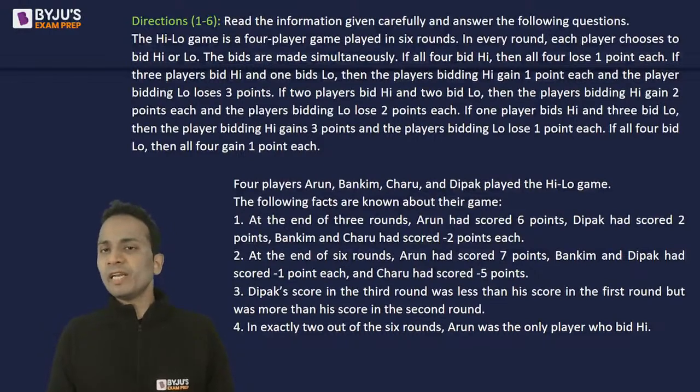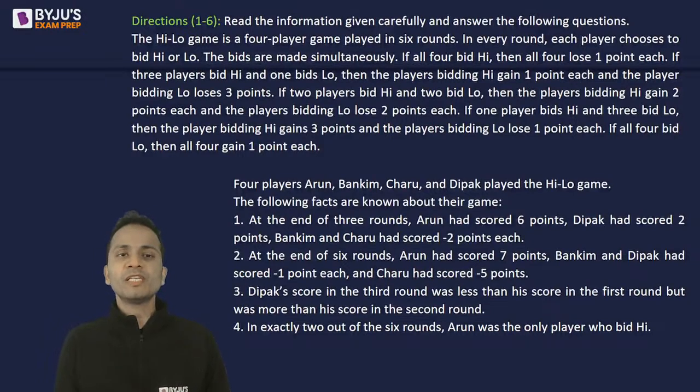Now in every round, each player chooses to bid high or low. There are 4 players, and every player will either choose a high or a low. The bids are made simultaneously, so all 4 players will bid at the same time. Right now they don't have an option of listening to the bid of another person before bidding. So all the bids will come simultaneously. If all 4 bid high, then all of them will lose 1 point each.